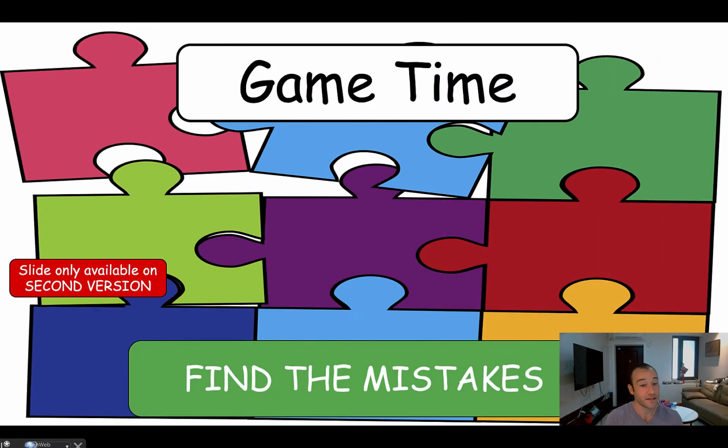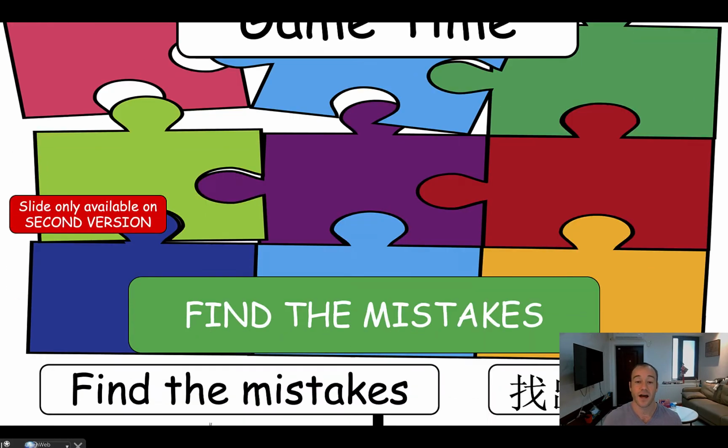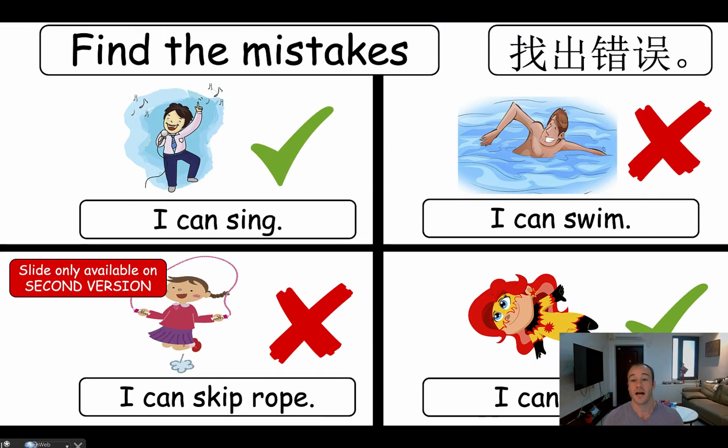Okay, now this is the first slide that's only available in the second version. Okay, you remember what I said in the beginning, there's two versions. This part's only in the second version. It's called Find the Mistakes. Okay, so I have the translation there. They should be able to understand what it is.